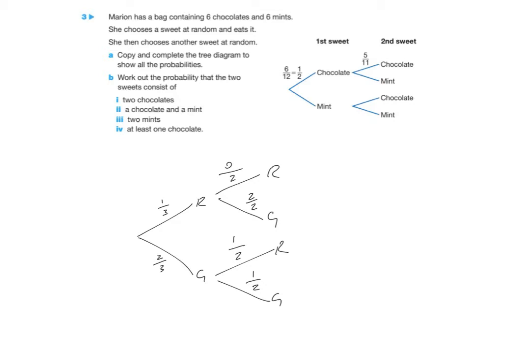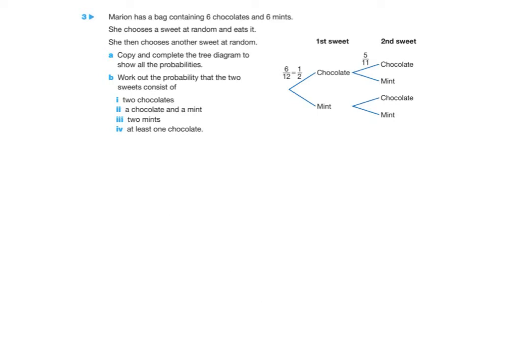Okay, so let's have a look at this question then about Marion, who is a sweetie eater. Marion has a bag containing 6 chocolates and 6 mints. She chooses a sweet at random and eats it, i.e., she does not put it back in. She then chooses another sweet at random. Right, copy and complete. But I'm not going to copy it. I'm just going to complete it because I know that's going to be a half.